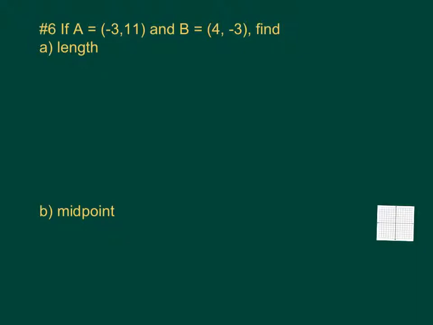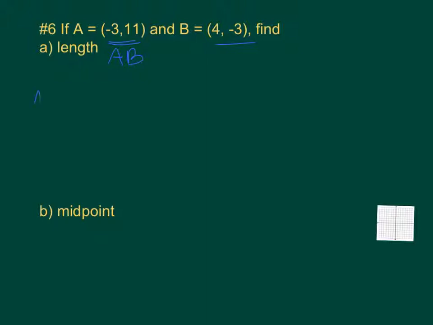Okay, so here's our last example. It's got 2 parts, part A and B, number 6 for section 1. We haven't talked about distance formula or midpoint yet, and this is a big, big important part of section 1, so we need to hit it real quick. I'm giving you 2 ordered pairs, -3 11 and 4 -3, and I want you to find the length AB. In other words, the length of line segment AB.